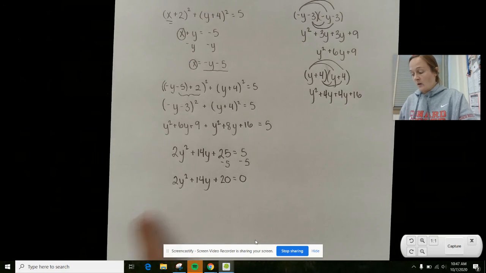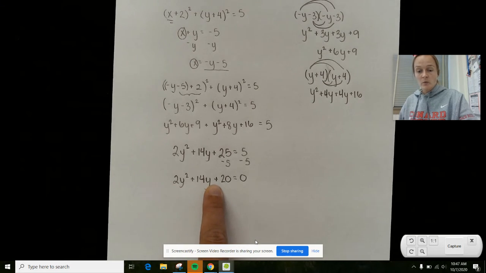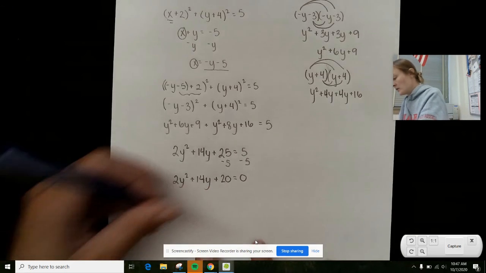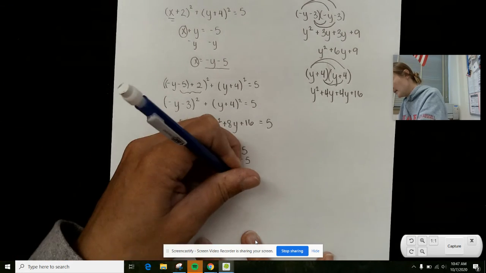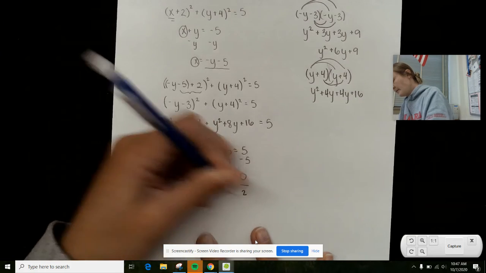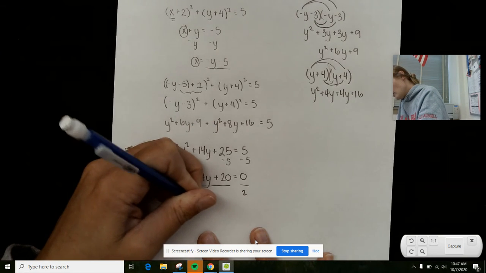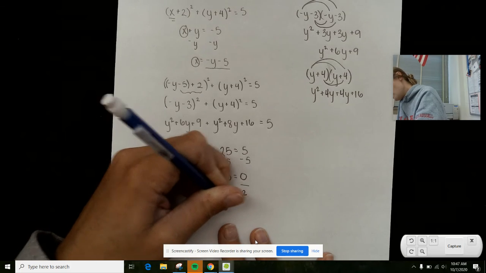I notice that all three of these are divisible by 2, so I'm going to divide by 2. If you don't divide by 2, you should still be able to factor. You're just going to have larger numbers to deal with. So I'm dividing by 2 on both sides. And I get y squared plus 7y plus 10 equals 0.